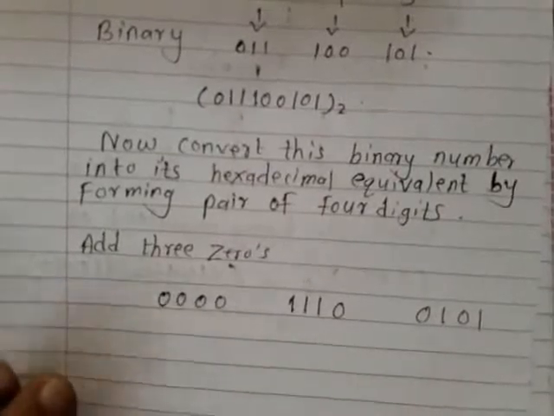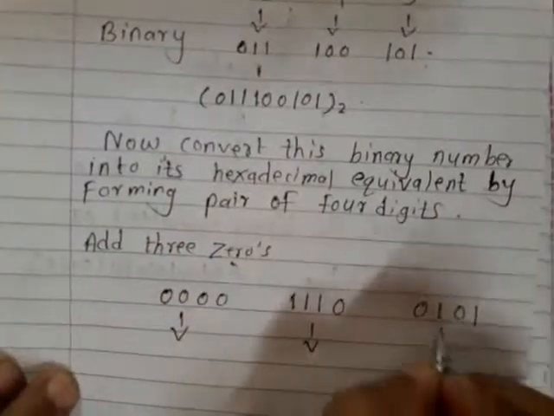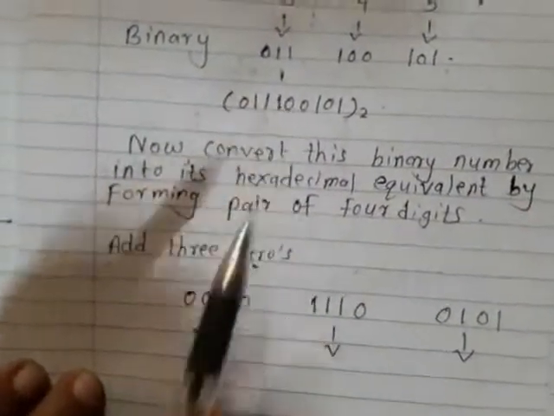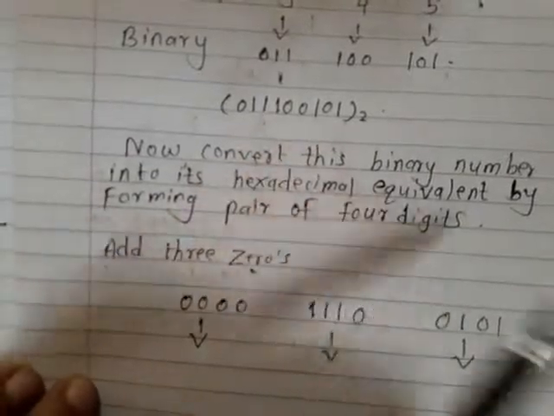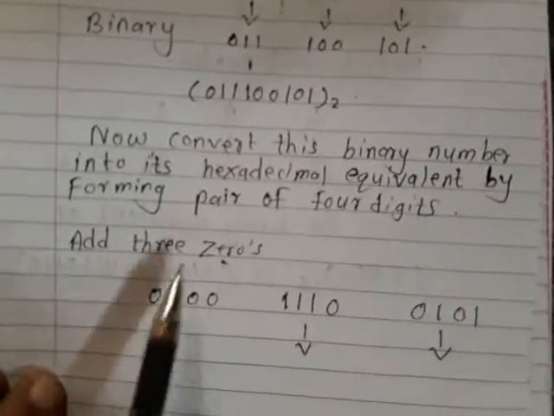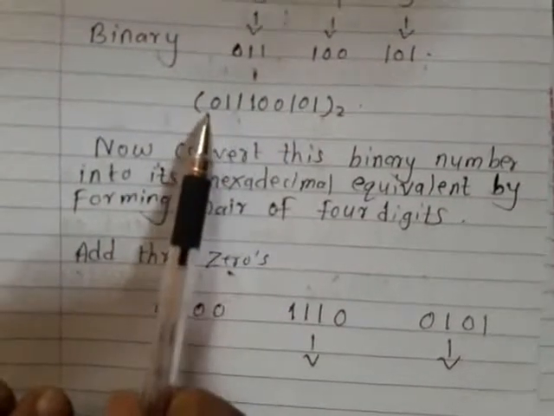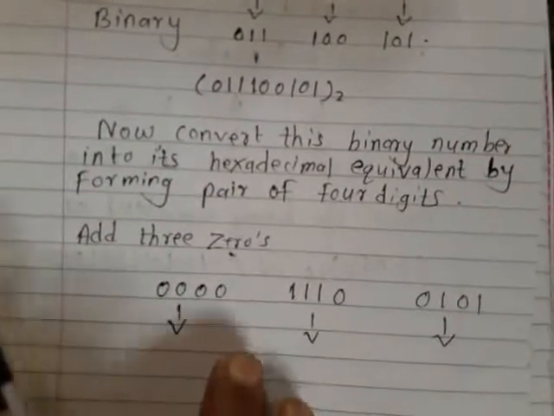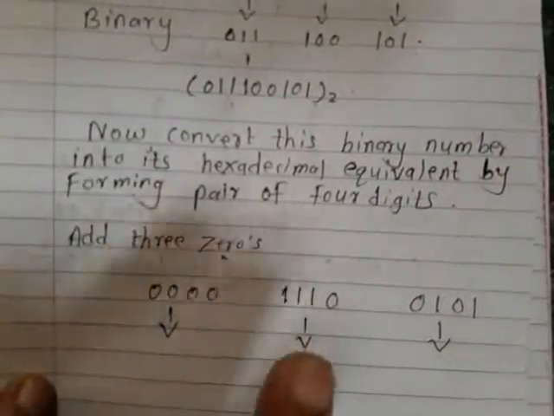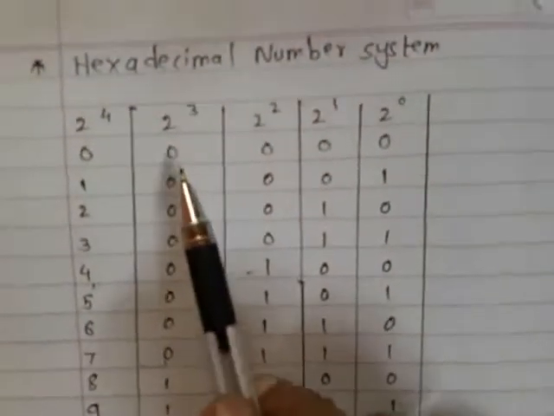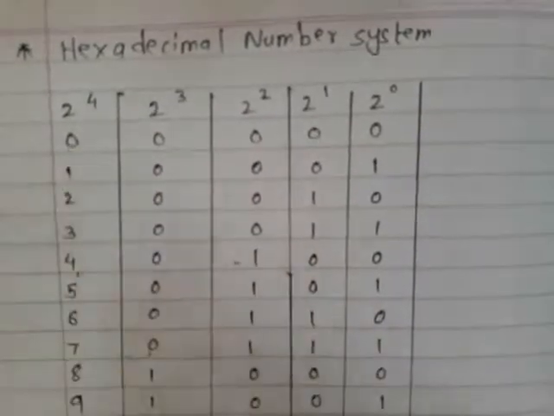Now see what we have converted. We have converted this binary number into 4-digit numbers. We want 4-digit numbers. See here, we have added 3 zeros here. This was 1 0 only, so you have to add 3 zeros more. We have to make 4-digit pairs. Now in which group are these zeros? All 4 zeros are in the 0 group.